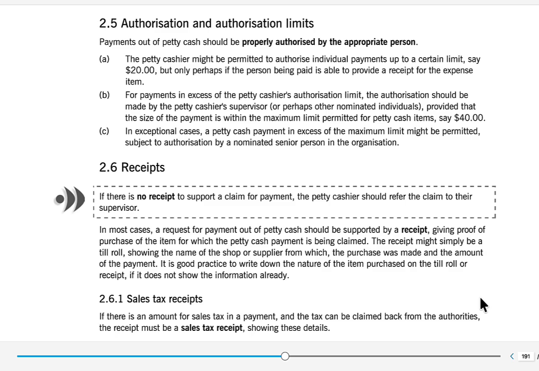Reason 4, to keep good control and discipline. If everyone knows they must get approval, people become more careful. They will not request money for things that are not allowed.